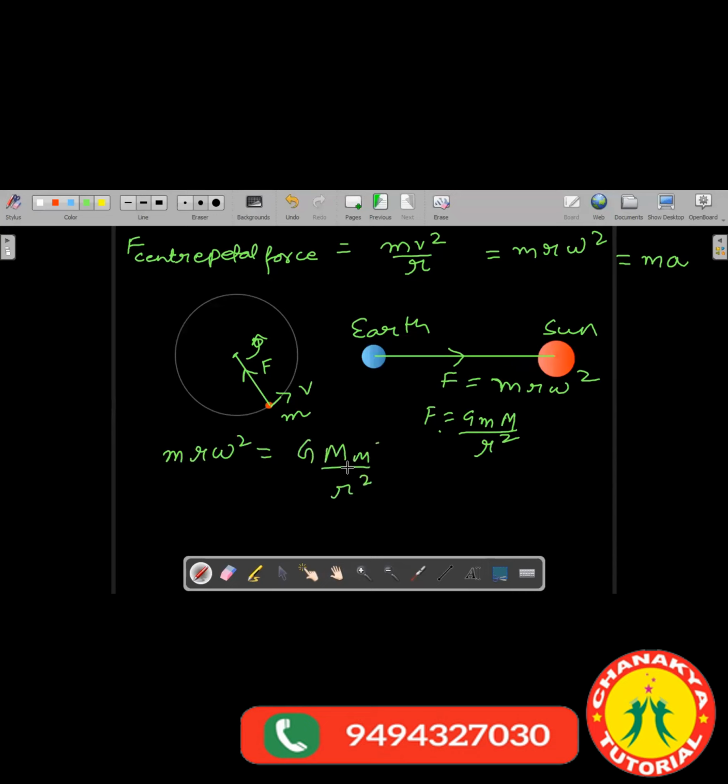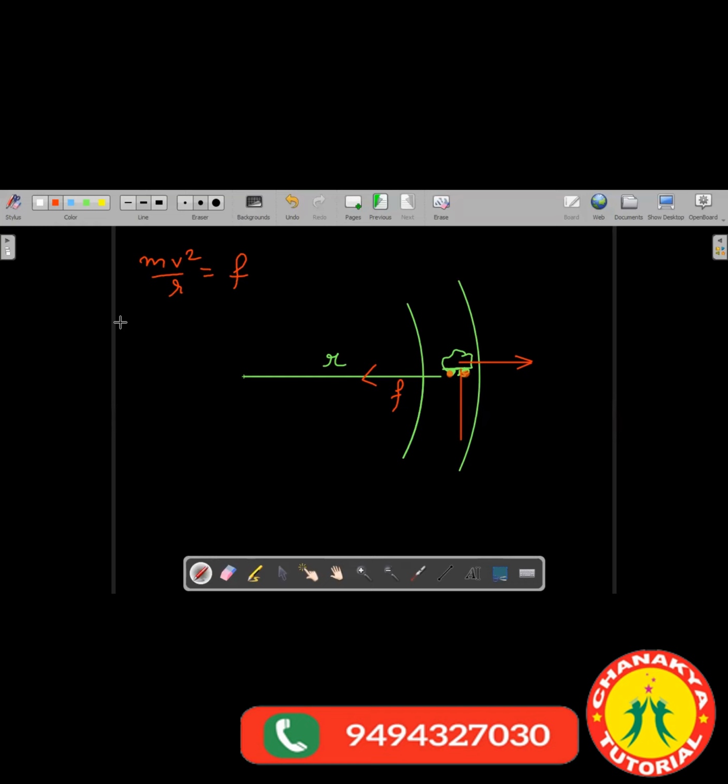So here we have the necessary centripetal force, which we require as mv squared by r. So mv squared by r is equal to the force of friction. In a similar way, we have also seen different cases where some centripetal forces are required.